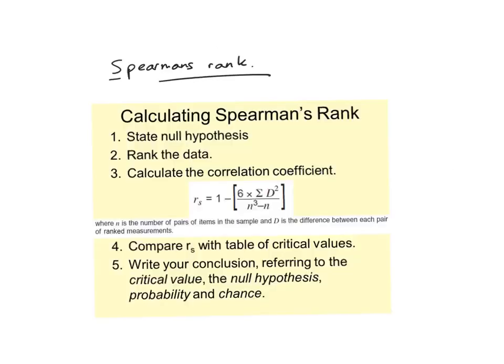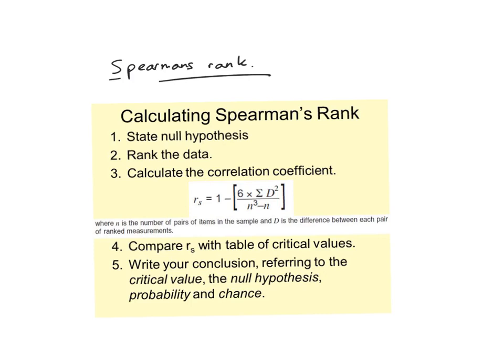Next, we come to Spearman's rank. Spearman's rank is basically a technique which will summarize the strength and direction of a relationship between two variables. So it's how strong is that relationship, and is that relationship negative or positive. What it will result in is a number between 1 and minus 1, and this will tell you how strong the correlation is between your data.